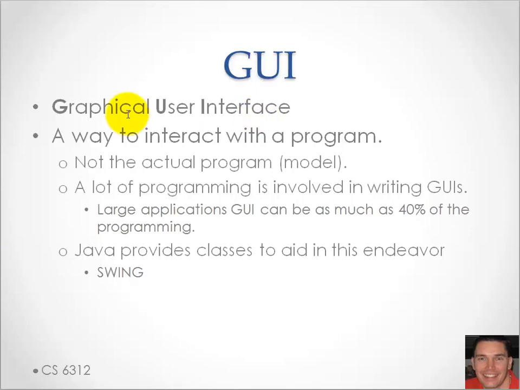A GUI is just a graphical user interface. It is a way to interact with a program. Remember here, it's not the actual program itself, or what we call the brains of the program. It is just a way to interact with it. So far, we have been interacting with our programs through a text-based console, but we want to migrate into being able to interact through a GUI.